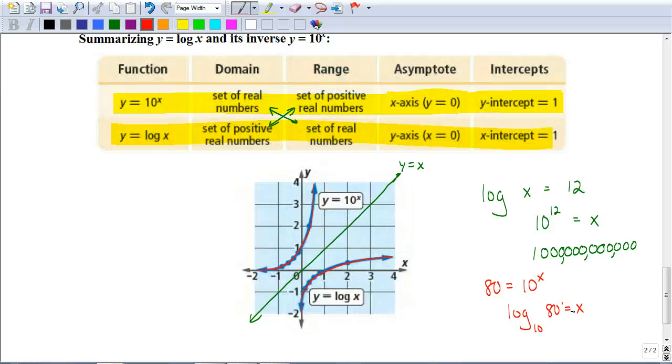So again, this is kind of a foreign concept, but hopefully after watching this video you'll have at least a beginning understanding, and maybe after doing the assignment you'll understand better how to use logarithms. So with that, good luck.